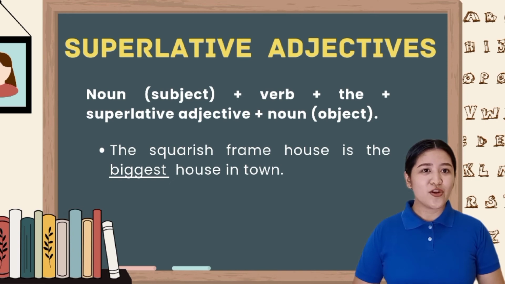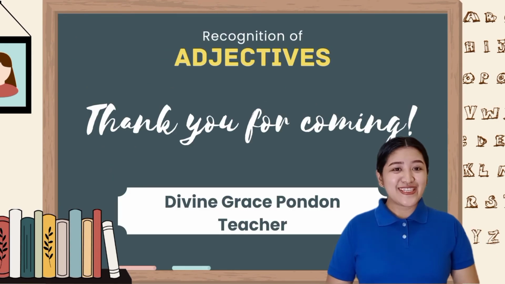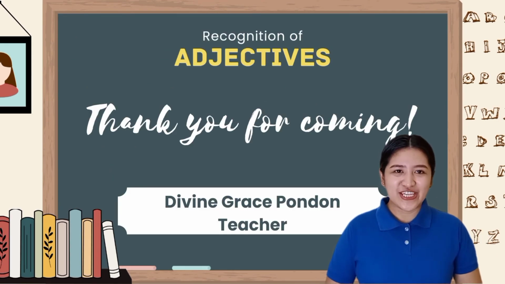When you use an article with a superlative adjective, it will almost always be the definite article the rather than a or an. Using a superlative inherently indicates that you are talking about a specific item or items. And that's it for the degrees of adjectives.